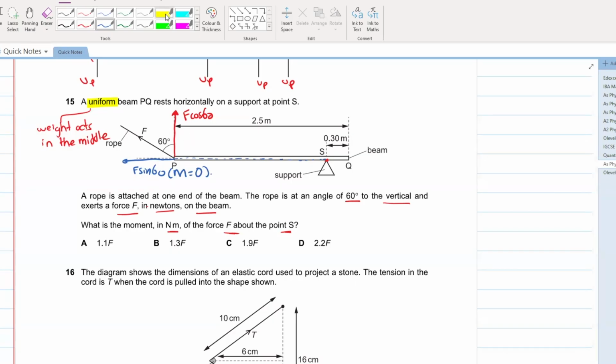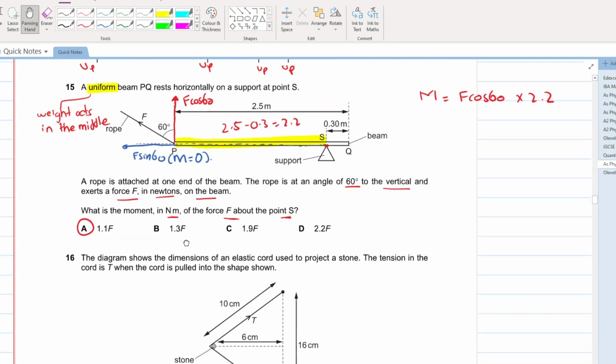We will take this force F cos 60 and multiply it by this distance till point S. What is this distance till point S? 2.5 minus 0.3. That is 2.2. Can you calculate the moment? Yes, the moment is equal to F cos 60 into 2.2. Any geniuses who would like to answer this? Cos 60 into 2.2 comes out to be 1.1. 1.1 F, or A, is your answer. Simple as that, nothing complicated.